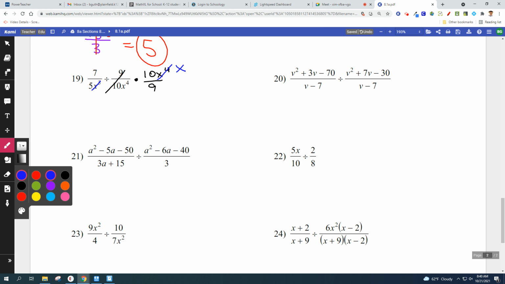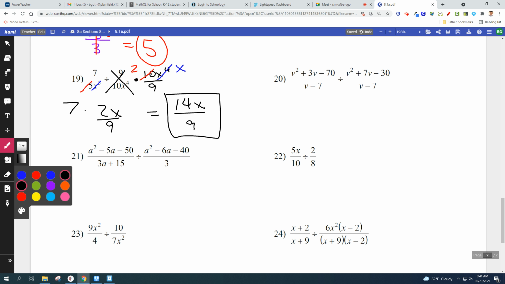Do you see something else that cancels? 5 goes into 10 twice. Okay, so I probably would skip this step, but if you look at what we have on the top now, we have 7 times 2x over 9. I'd probably skip this step and go straight to the end and multiply 7 times 2. 7 times 2 is 14. So I've got 14x on the top. I've got 9 on the bottom. There's nothing else to do there.